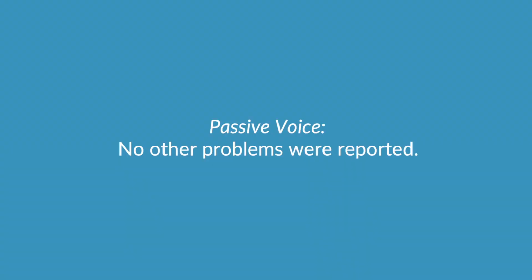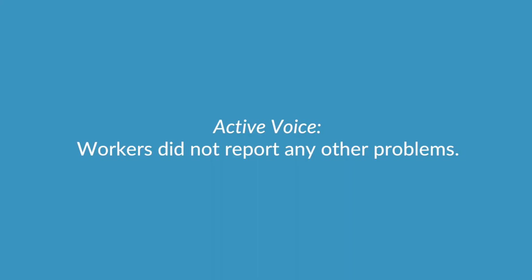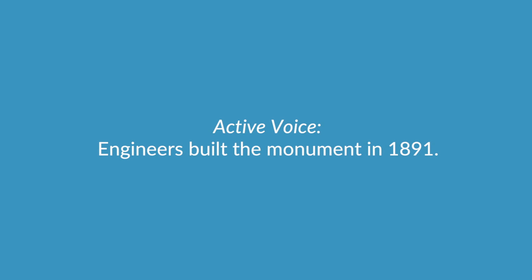So here are some examples. No other problems were reported. The monument was built in 1891. We have unknown subjects here. If we wanted to make these sentences active, we would have to add in a subject, and it would look like this. Workers did not report any other problems. Engineers built the monument in 1891.